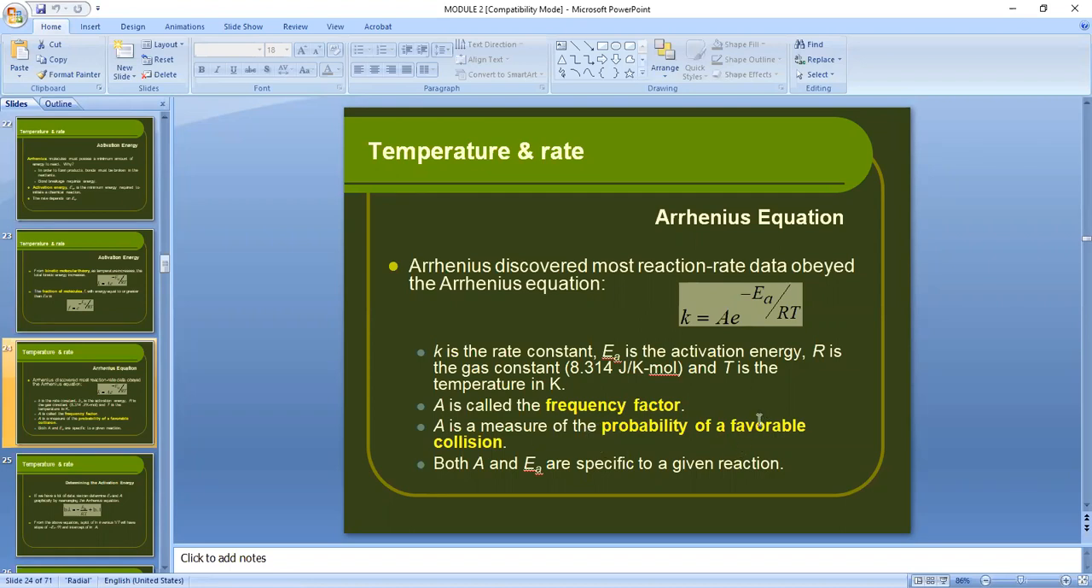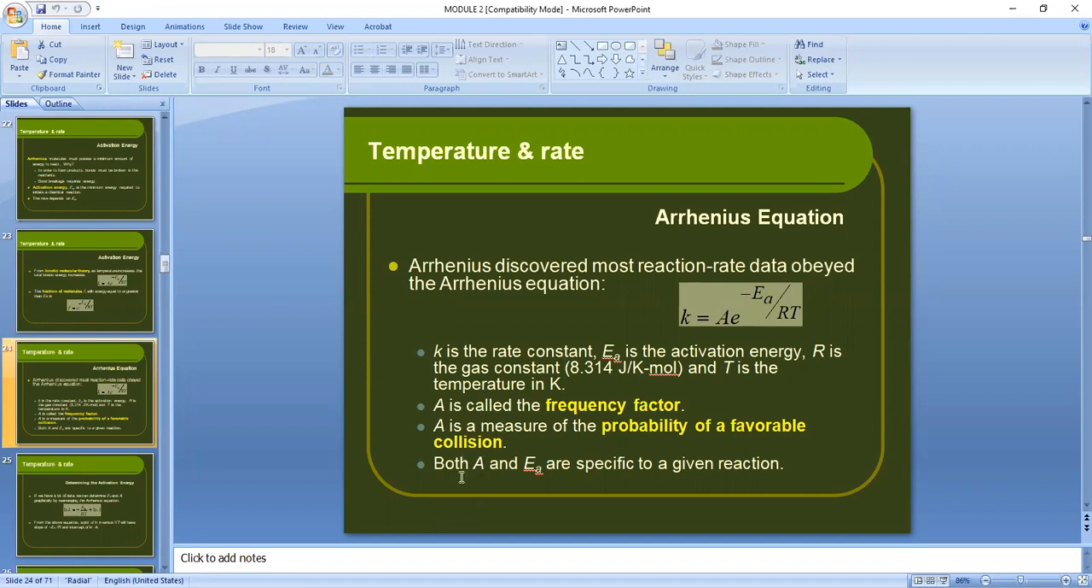So not all collisions will result in your species reacting. Some are not proceeding to the formation of the products, but those that produce the product, or produce this particular favorable reaction that produces the product, are measured in terms of this frequency factor, the probability of a favorable collision.